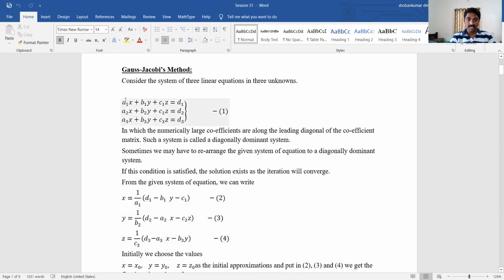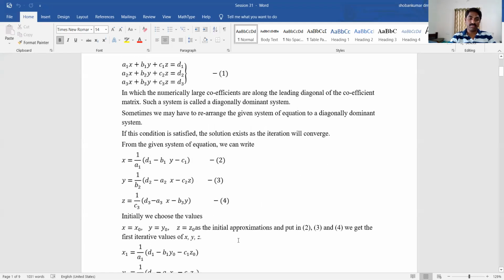Here the coefficient a1 is numerically larger than other coefficients, therefore we can write in this form. Here, the coefficient of y is numerically larger than other coefficients, so we can rearrange like this. And here, the coefficient of z is numerically larger than other coefficients, therefore we can write like this. The given system we have to rearrange like this for x, y, z. Here these are equations 2, 3, and 4.